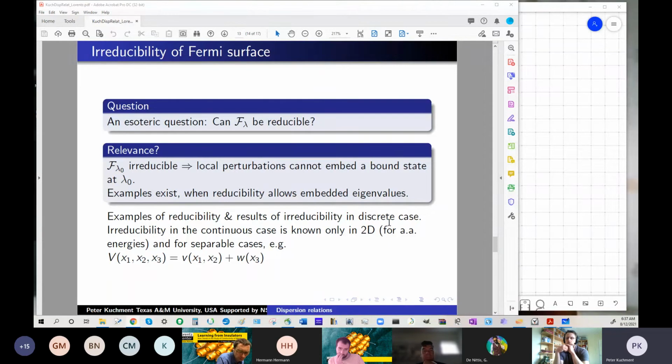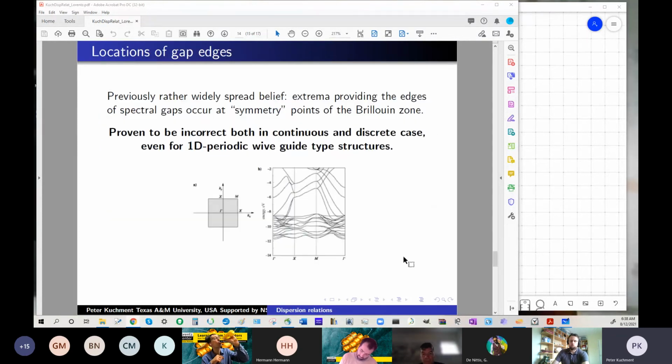Unfortunately, irreducibility for a continuous case is not well established. It's known in 2D for almost every lambda. And it's also known if you have, for instance, in 3D, a completely separable potential or a potential that separates into a two-variable and a one-variable potential. In discrete case, there are examples of reducibility, quite a few, including interesting cases of multi-layer graphene and other similar structures, and you could create embedded states. But there are also cases when you can prove irreducibility, some recent theory.